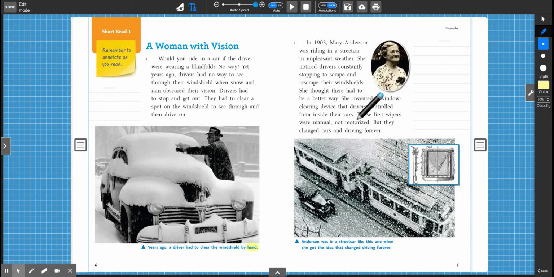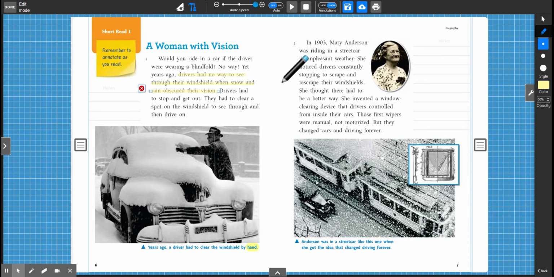Do you know what it means? When rain or snow blank their vision. Do you think it means blocked? When they blocked their vision? So let's go ahead and highlight drivers had no way to see through their windshield when snow and rain obscured their vision.